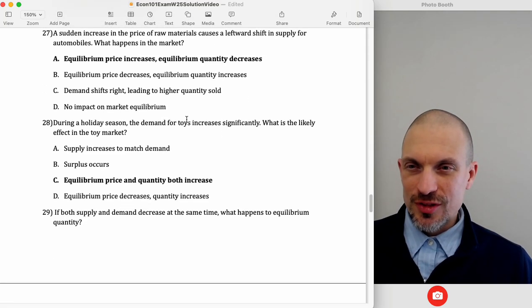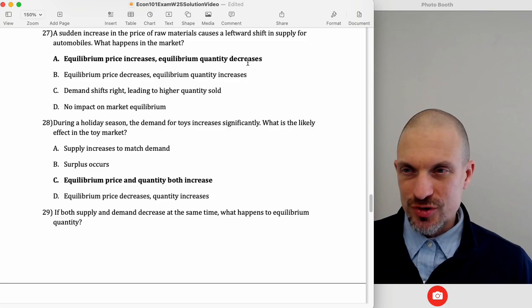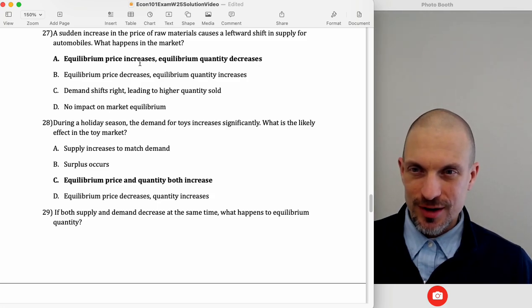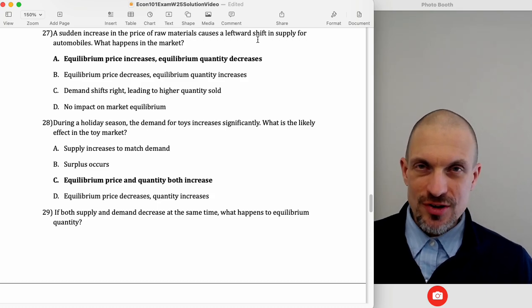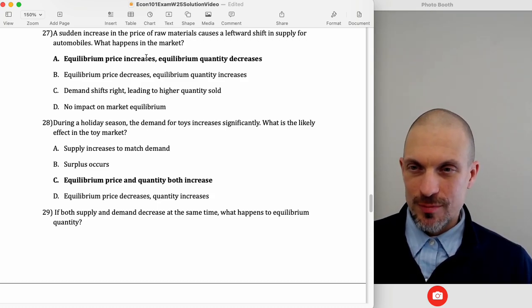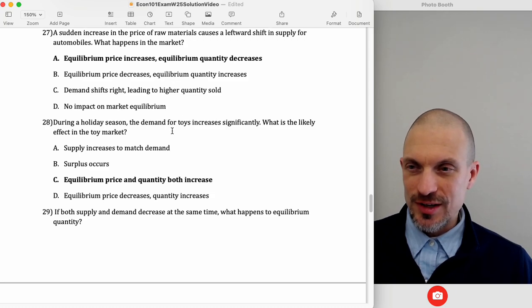A sudden increase in the price of raw materials causes a leftward shift in supply. What happens to the market? Leftward shift in supply. Other things equal, so we're assuming a stationary demand, we're going to get a higher price, lower quantity. So equilibrium price rises, equilibrium quantity decreases.